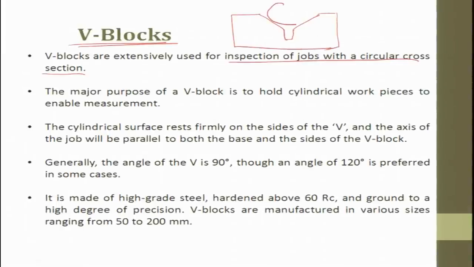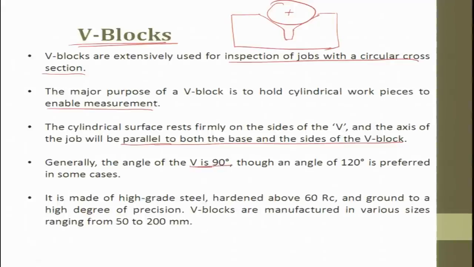So, with circular cross sections, you can try to find out the height, you can try to find out other things also, right. So, inspection of jobs. The major purpose of a V block is to hold a cylindrical workpiece to enable measurement, otherwise it is very difficult for you to hold. A cylindrical surface rests firmly on the sides of a V, and the axis of the job will be parallel to both the base and to the sides of the V block.